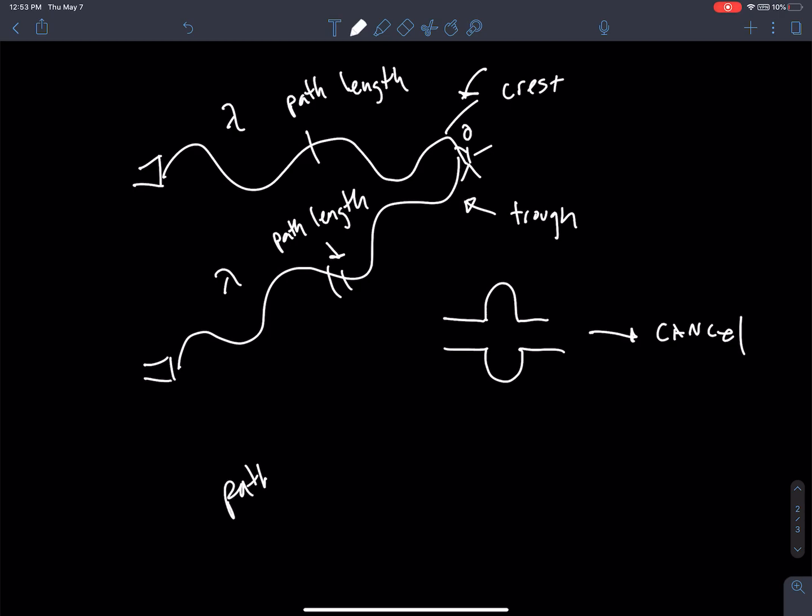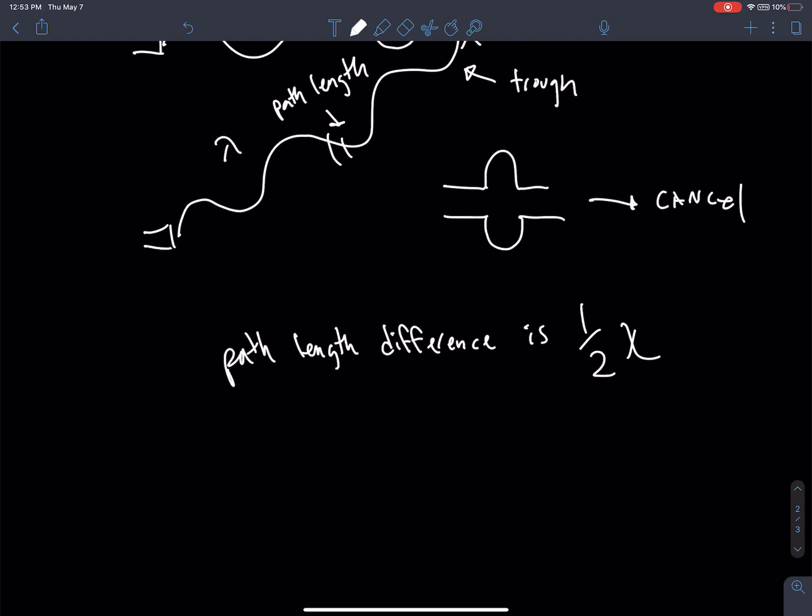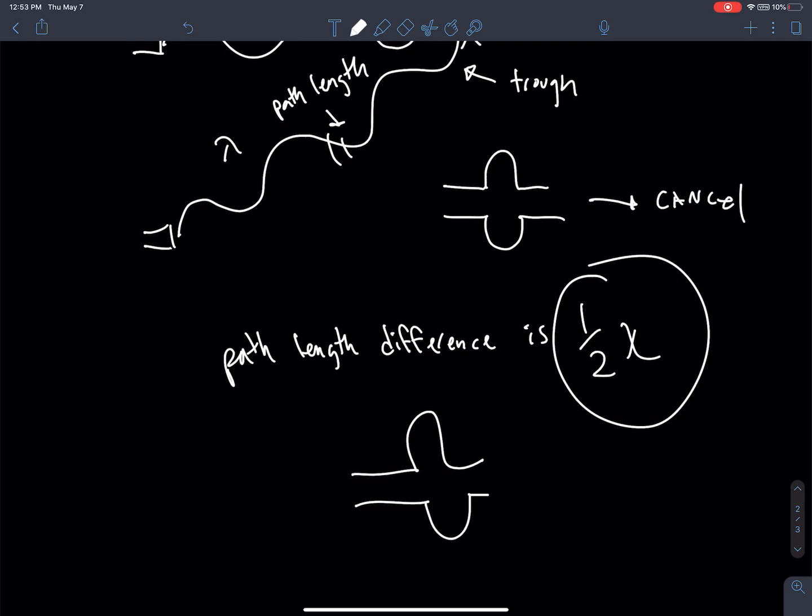If my path length difference is half a wavelength, so if I added up that path length difference and it was half a wavelength difference, what do you think is going to happen? Is that going to be a constructive form of interference? Is that going to be a destructive interference? If my path length difference between those 2 points is half a wavelength, that means that a crest is going to be meeting up with a trough. So I'm going to have cancellation.